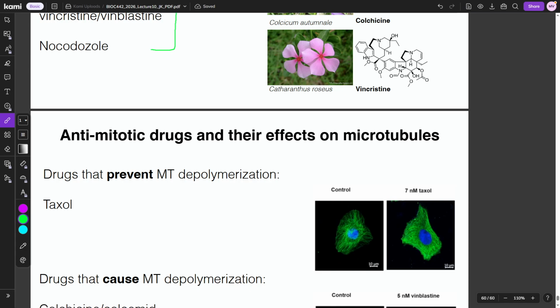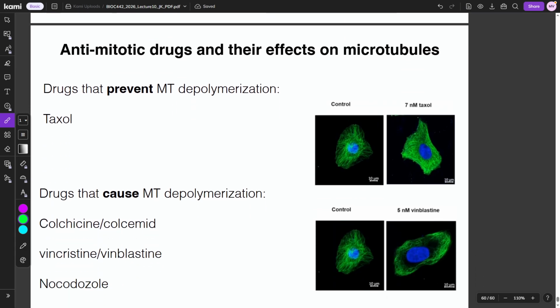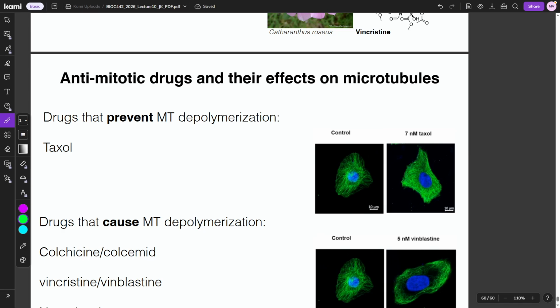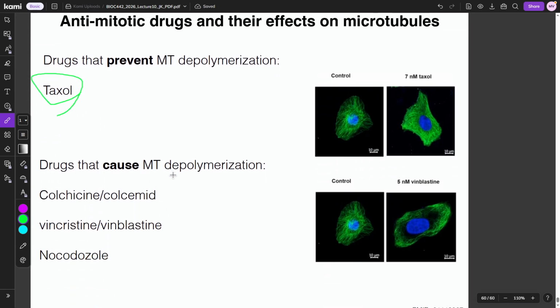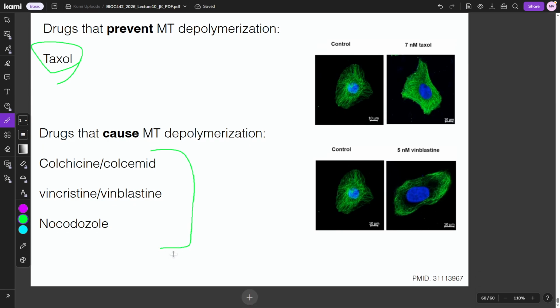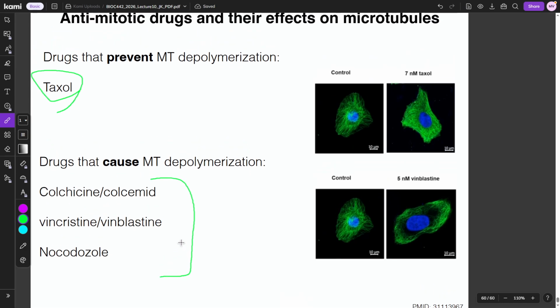And so here we've just got antimitotic drugs. Microtubules play a very important role in mitosis. If you remember, they help a lot with anaphase and metaphase and those phases of the cell cycle. So that's why it's important here. You can imagine that if you block depolymerization or you cause depolymerization, it would mess up the cell's ability to divide and stuff like that.